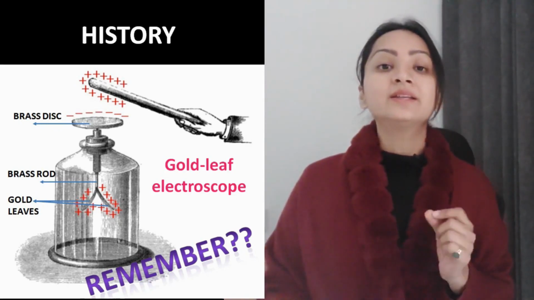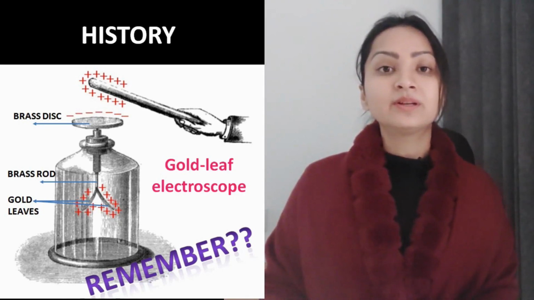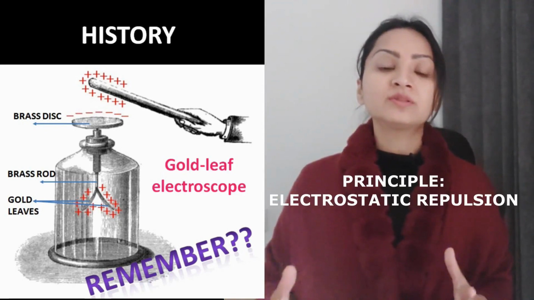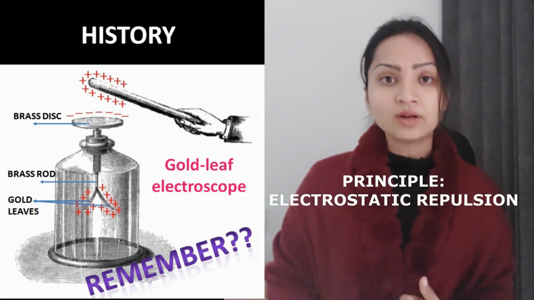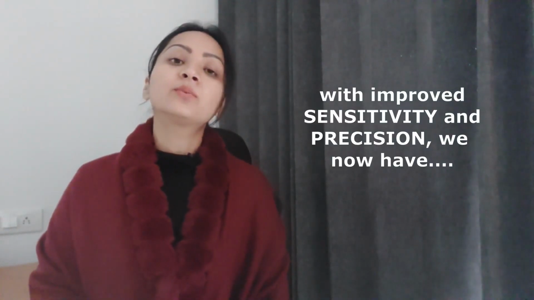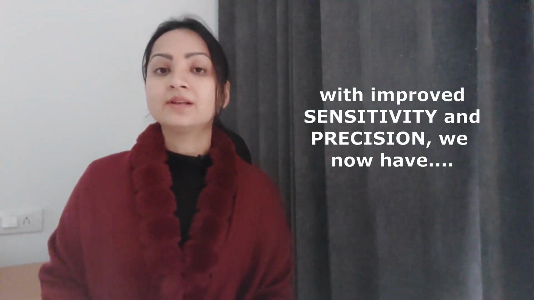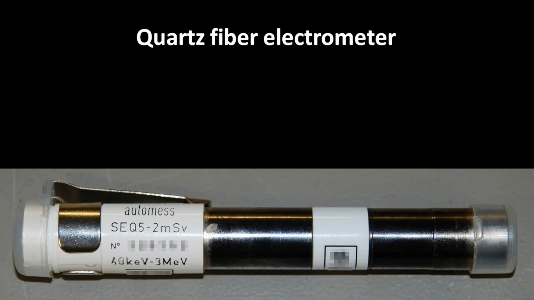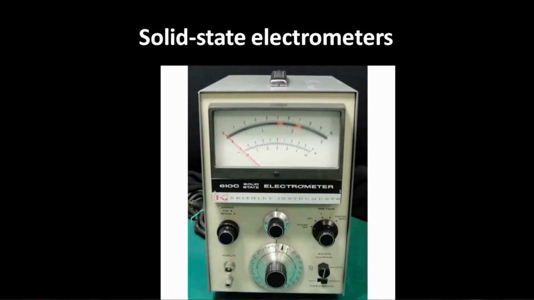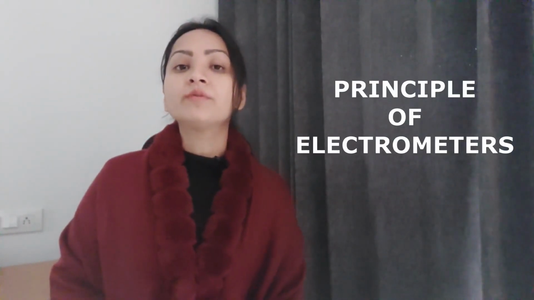So we can say that initially electrometers were simple devices that used the principle of electrostatic repulsion to measure the presence of charge. Over the years, the sensitivity and precision of these electrometers have drastically improved. We now have quartz fiber electrometers and solid state electrometers. So let us now talk about the basic principle of electrometers.